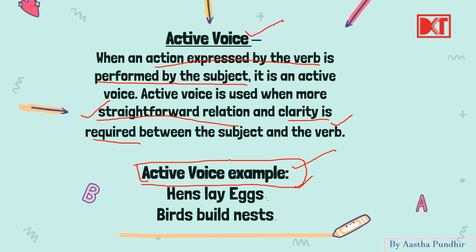Hen lays eggs, birds build nests. These are मैंने बहुत ही simple examples लिए हैं आपके लिए. Hens lay eggs. क्या है यहाँ पे subject? Hens. यहाँ पे second sentence में subject? Birds. What are they doing? Hens are doing the action of laying eggs. What are birds doing? Birds are doing the action of building nests. Pretty easy, right? So these become active voices. क्यों? क्योंकि यहाँ पे जो subject है वो active है. How? Because the subject is performing these actions. All right, that's for the active voice.